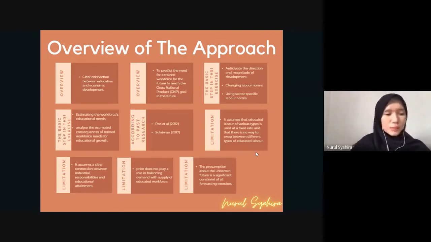Lastly, the presumption about the uncertain future is a significant constraint of all forecasting exercises. Any blunder in this situation will have a significant impact on the workforce balance at a later date, resulting in excess supply or excessive demand. That's all from me. Assalamualaikum.